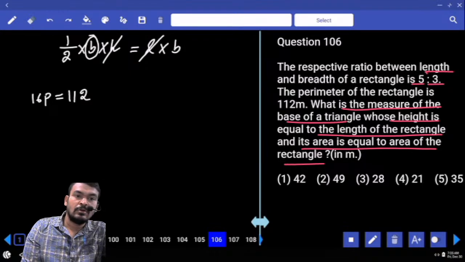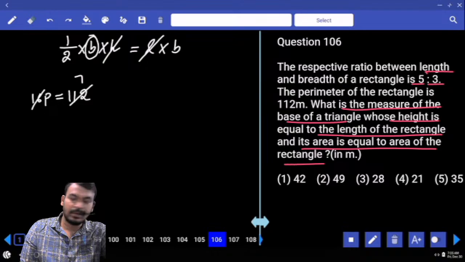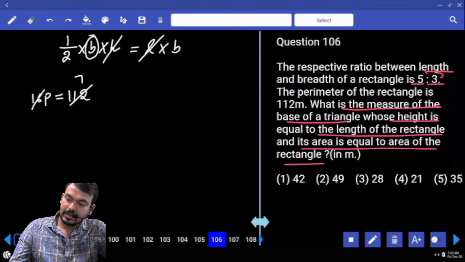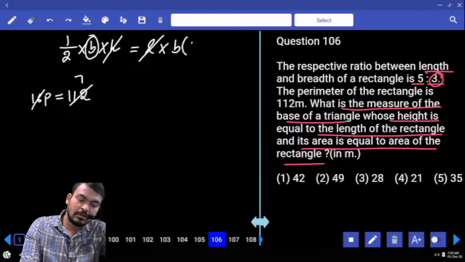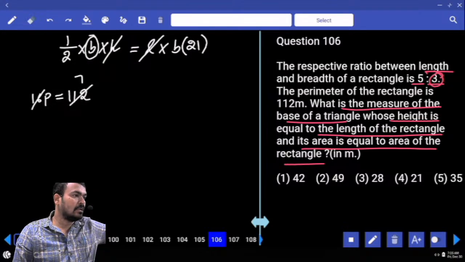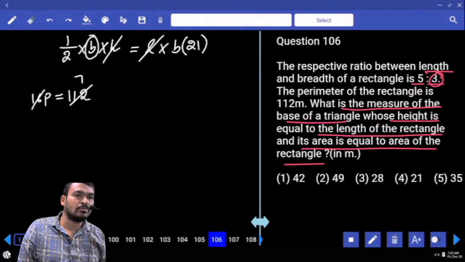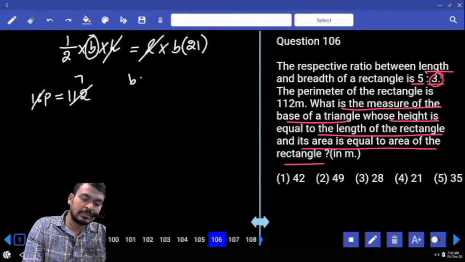112. Every one part is 7. The breadth of the rectangle is how many parts? 3 parts. Means this value is 21. The left hand side denominator 2 will become the right hand side into 2. 21 into 2 is how much? 42. That is the base of the triangle.